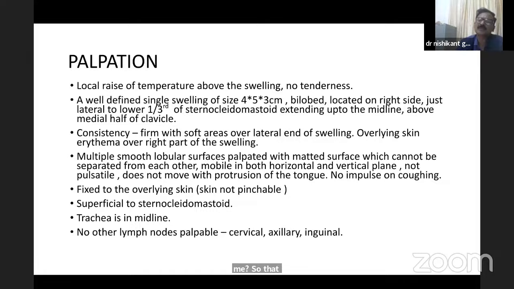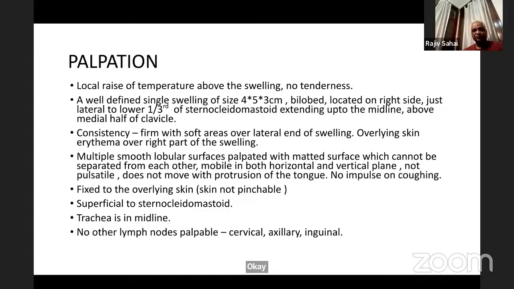Pooja, what are other causes of a cold abscess? And what is a collar stud? Sir, what is a collar stud? Okay, literally in English, what is a collar stud?